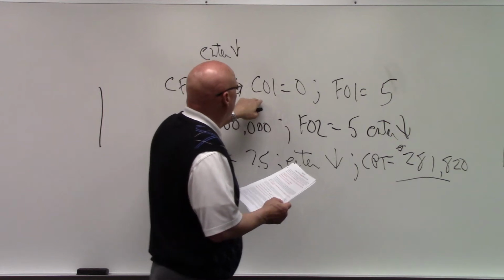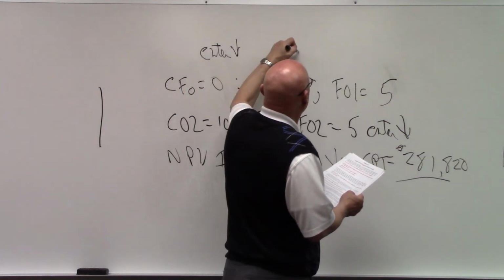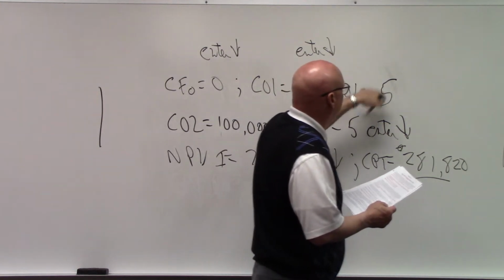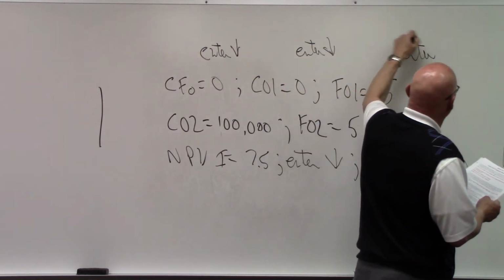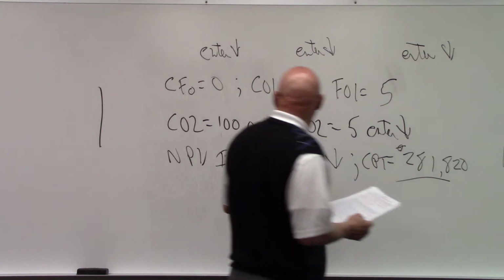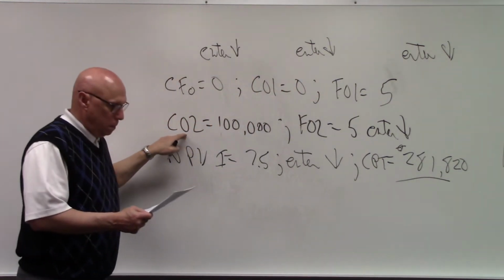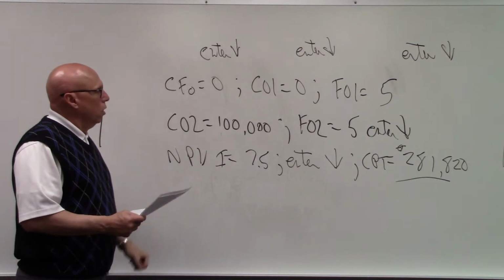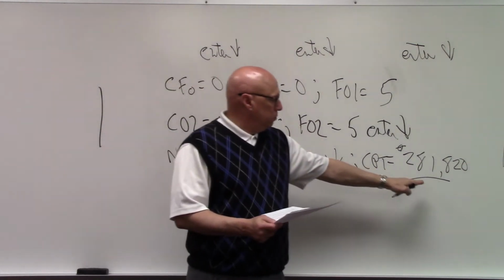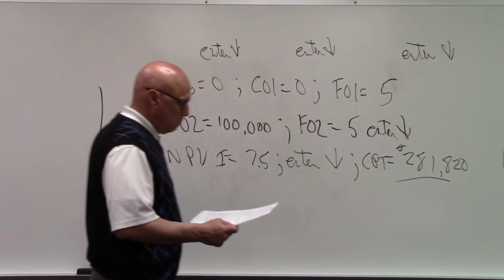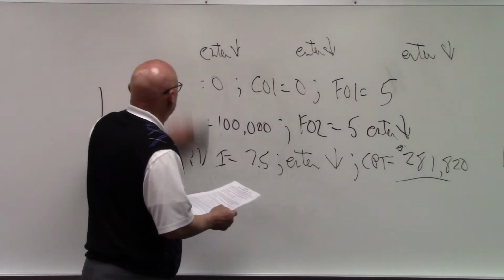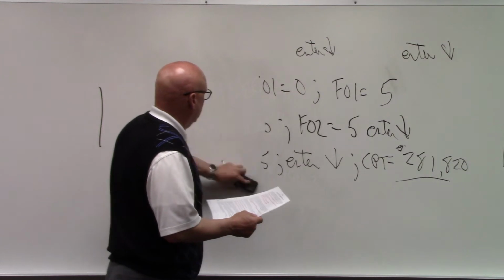So remember, we hit CF0 equals 0, enter, and down arrow. And you come up with CO1. CO1 is equal to 0, enter, down arrow. FO1 equals 5, enter, and down arrow. And that gives you the CO2. Okay? All right, so here's your answer. Okay, clear it out, and let's move on.